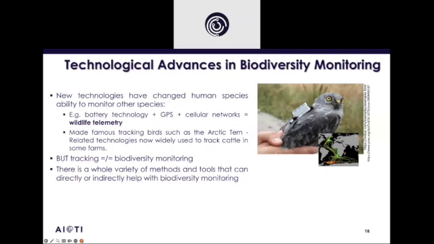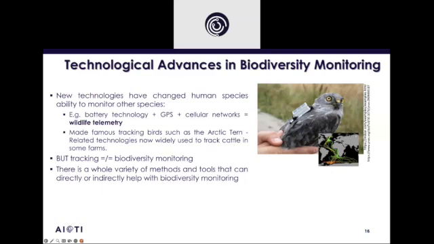Thank you very much. So let me just talk briefly about the technological advances in biodiversity monitoring. New technologies have changed the way human species are able to monitor other species. For a long time, we've developed, particularly with our obsession with birds and other socially acknowledged animals, ways to track them. So battery technology, GPS, and cellular networks have resulted in wildlife telemetry, which has made extraordinary discoveries, for example, famously tracking birds such as the Arctic tern, which migrate from the Arctic to Antarctica.